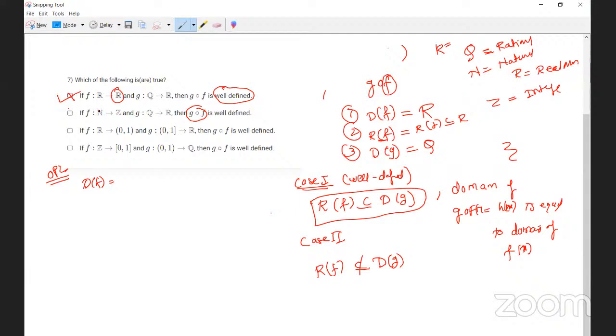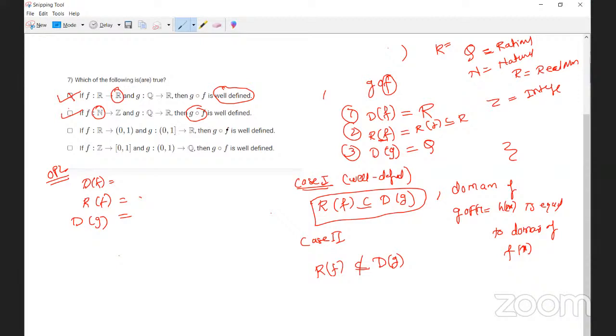So the domain of f will be N, the natural numbers. The range of f will be Z, and the domain of g will be Q. Now check this condition: Z is a subset of Q. Q is the rational numbers and Z is the integers. Yes, it is possible, so the condition is satisfied and this is correct.